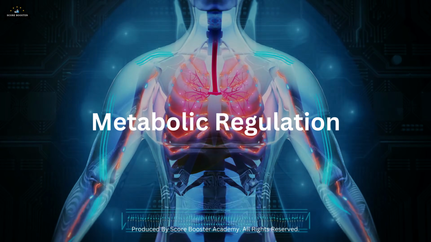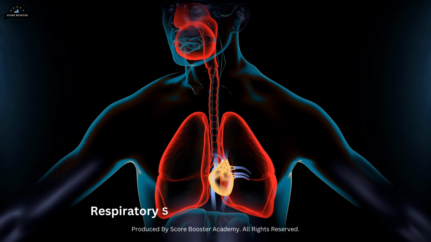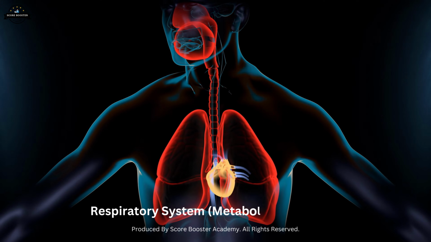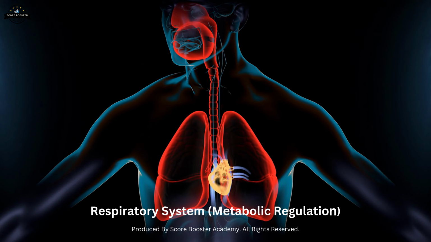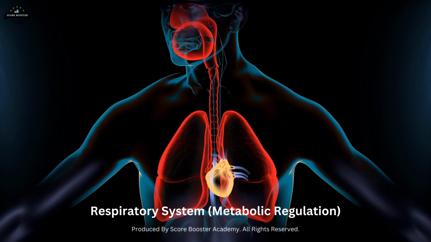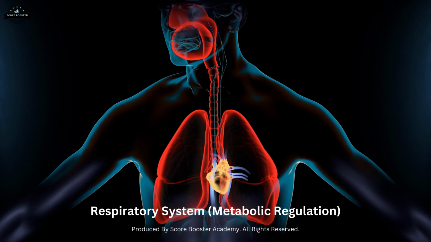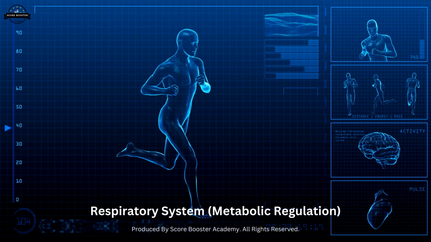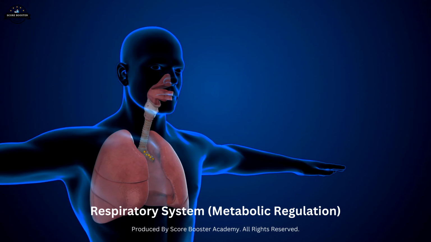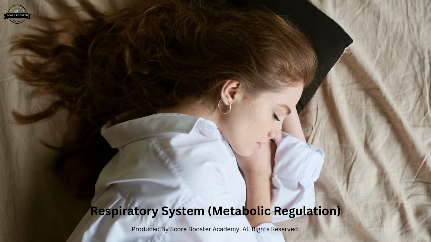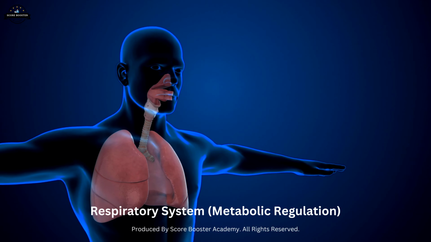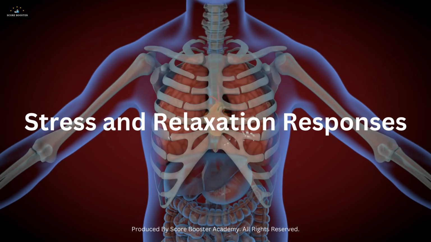Metabolic regulation. The respiratory system is intertwined with metabolic regulation, playing a role in maintaining an appropriate balance between oxygen consumption and carbon dioxide production. During times of increased physical activity, the respiratory rate and depth adjust to meet the heightened oxygen demands of cells undergoing aerobic metabolism. Likewise, during rest, the respiratory rate slows down, ensuring that oxygen intake matches the metabolic needs of the body.